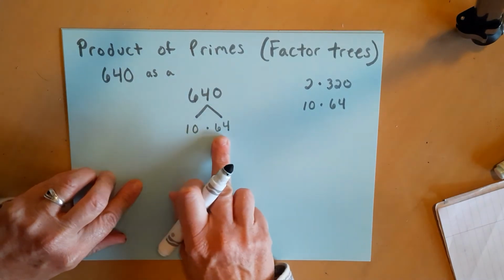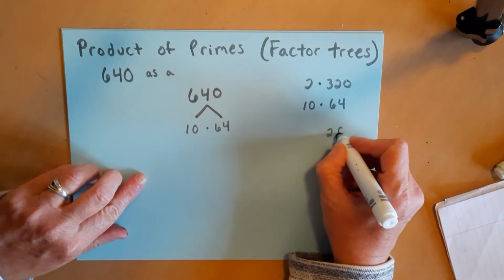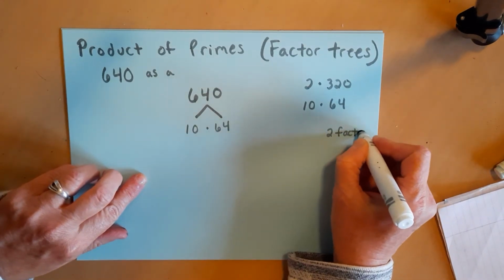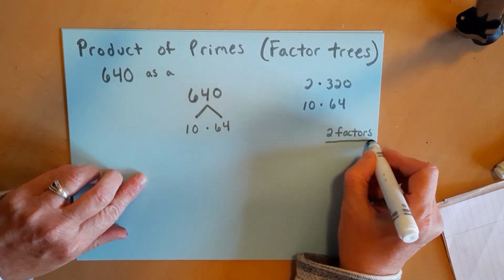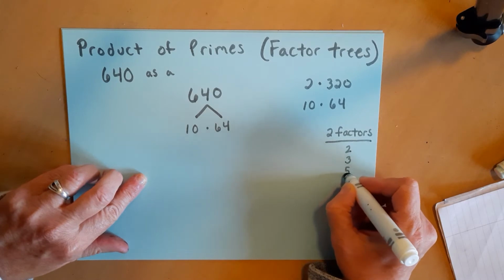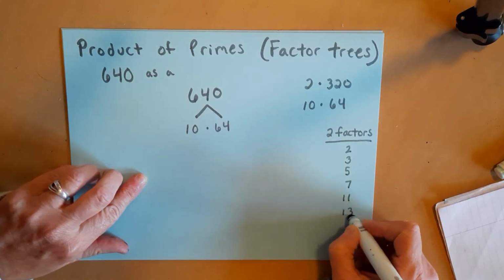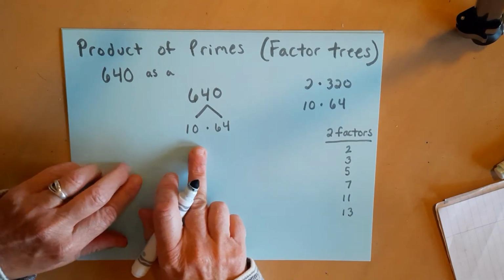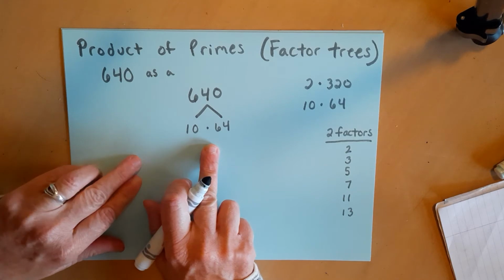Neither the 10 nor the 64 is a prime number. Remember that prime numbers only have two factors, like we talked about in class. So the prime numbers are 2, 3, 5, 7, 11, 13, and so on. So we have to keep going until we get to a prime number.